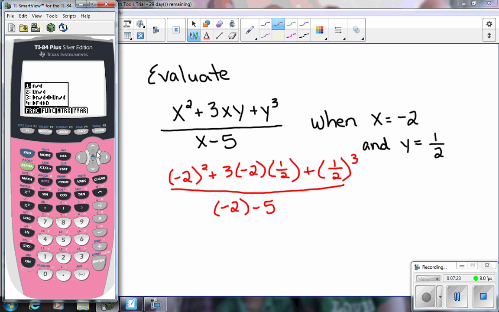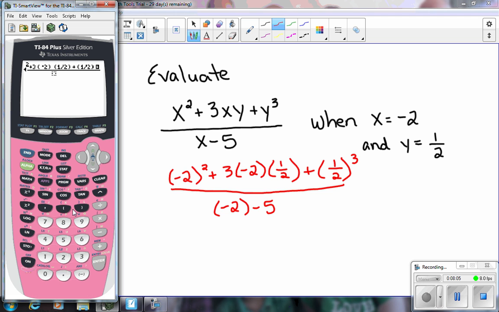So we're going to first start with this fraction. Notice the cursor's in the numerator, so you're going to type in what we have in the numerator. Negative 2, hit the x squared button, plus 3, you can put parentheses for times, negative 2. Now if you want to do the fraction for 1/2, you can. You can also do 1 divided by 2 for a half. I do that sometimes because I'm lazy and I think it's easier. Plus 1 divided by 2 gives you 1/2.